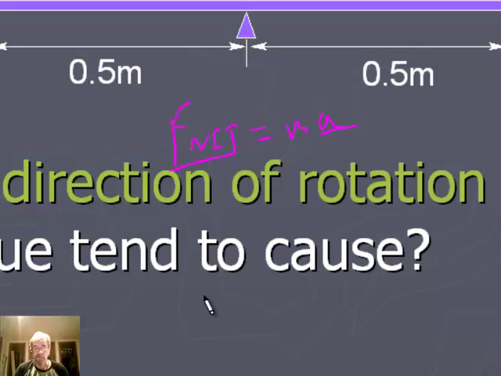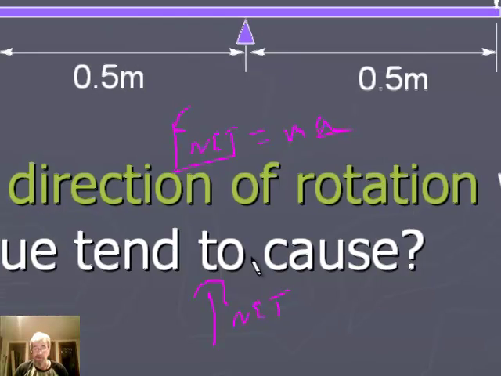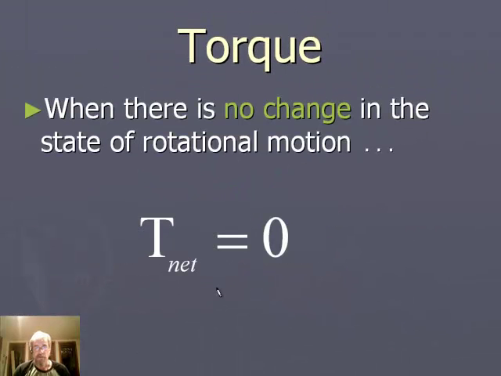Whatever direction the net force is in, that's how the object is going to be accelerated. And the same thing is true for torque. We're looking at the net torque. If that's counterclockwise, well then the object will rotate counterclockwise. If it's clockwise, it'll rotate clockwise. Just like when F net is 0, there's no acceleration. When torque net is 0, there's no change in the state of rotational motion. In other words, there's no angular acceleration.